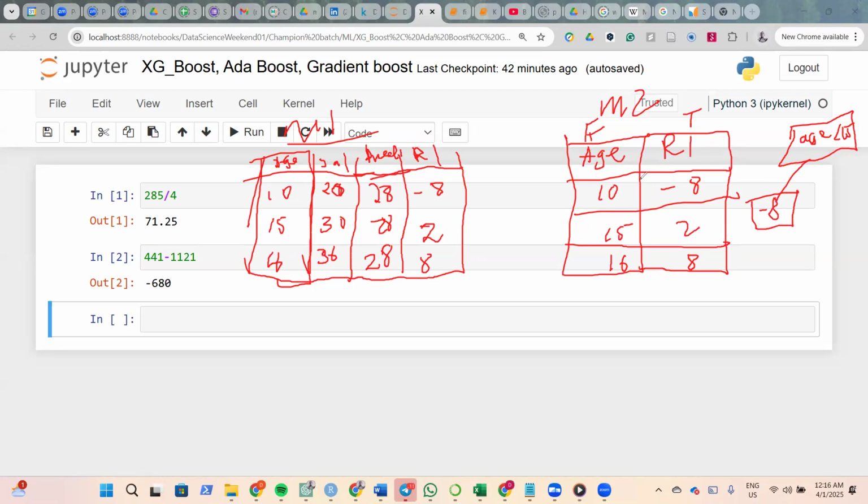And now, what are the H's that are greater than or equal to 15? The target values for those will now be what? 2 and 8. This is the decision tree that M2 will do.